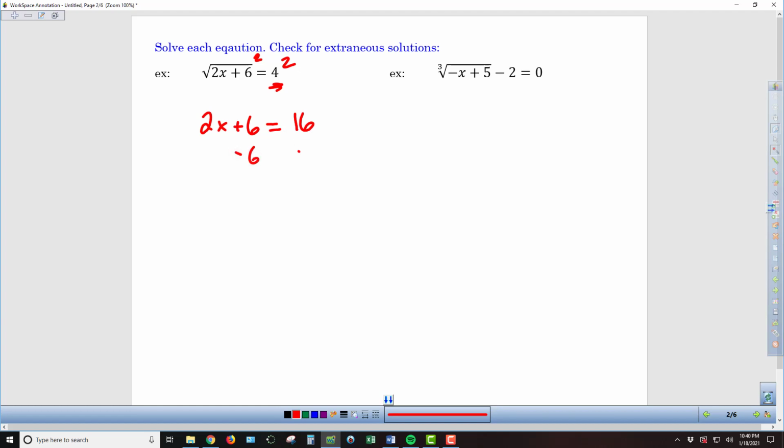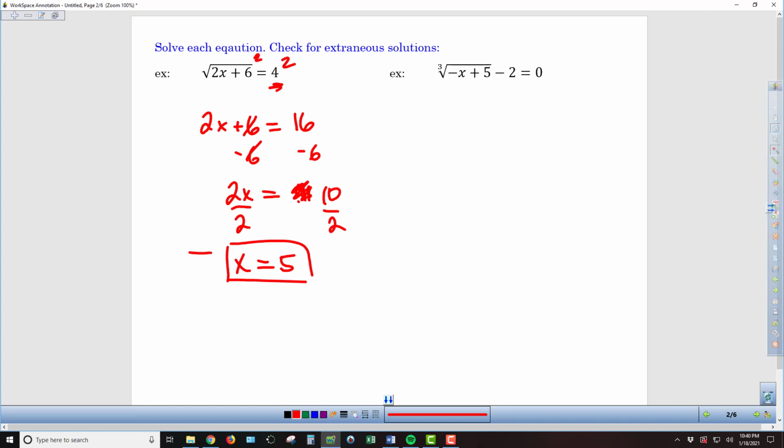We're going to subtract 6 from both sides, so we get 2x equals 10. Then we can divide both sides by 2, and so we get x equals 5. Now if we go back and plug that number into our original equation, 2 times 5 is 10, 10 plus 6 is 16, the square root of 16 is 4, so therefore we see that this answer is valid.